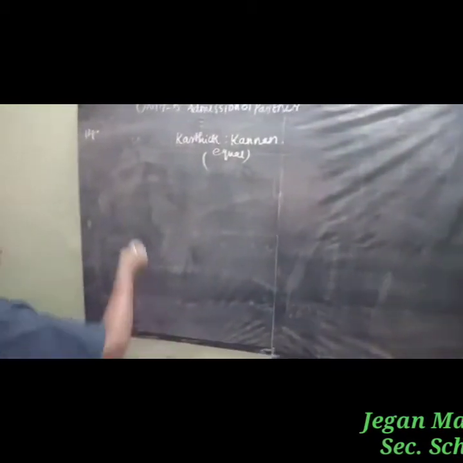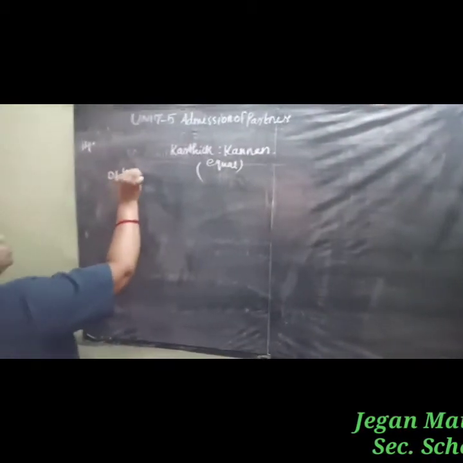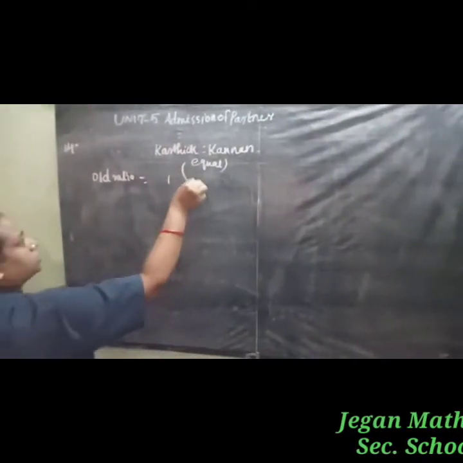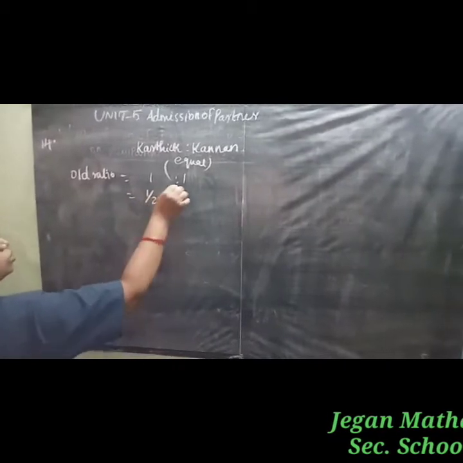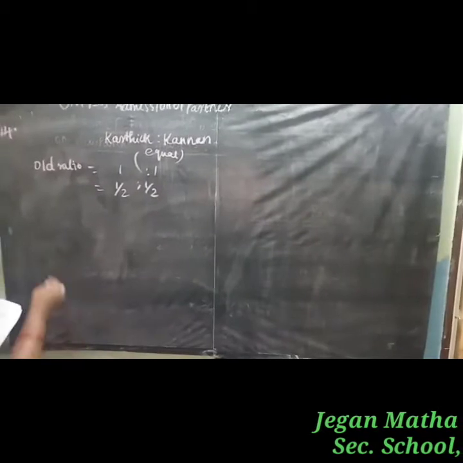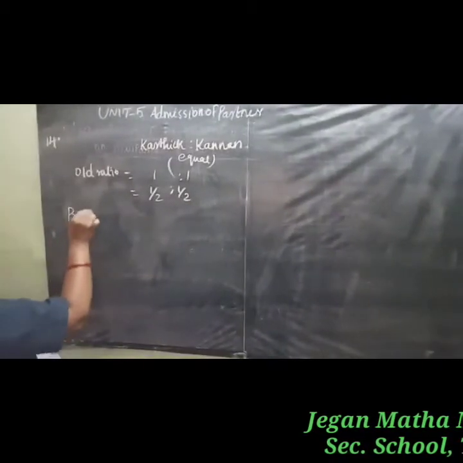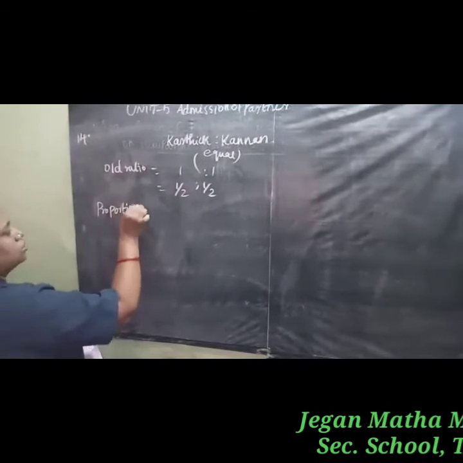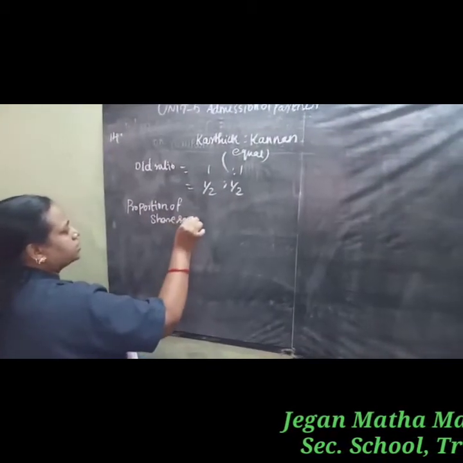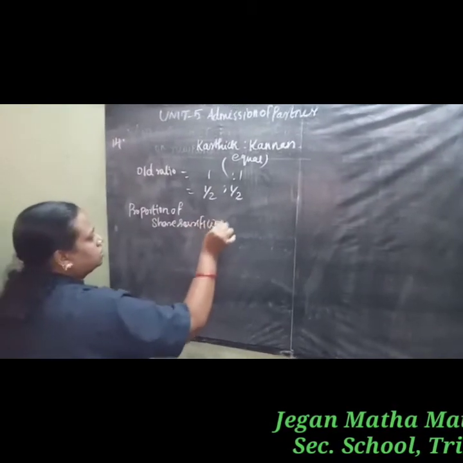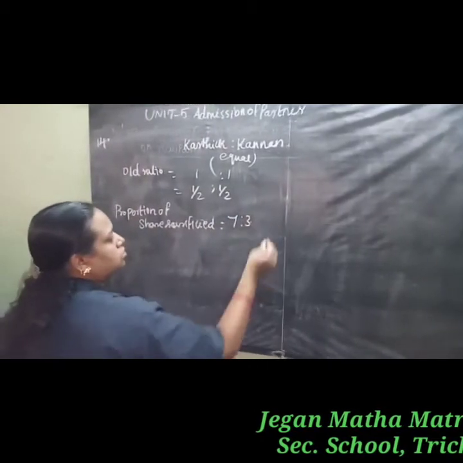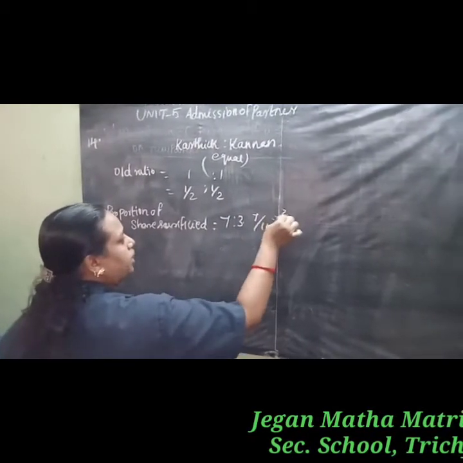So we have to find out first the old ratio. Equal partners means 1:1, so 1/2, 1/2. Old ratio 1/2 and 1/2. Next, proportion of share sacrifice equals 7:3, so 7/10 is to 3/10.